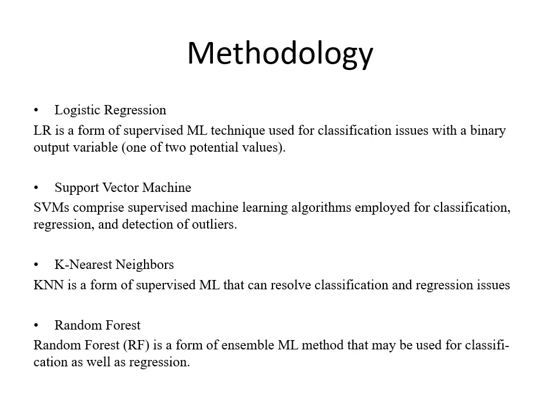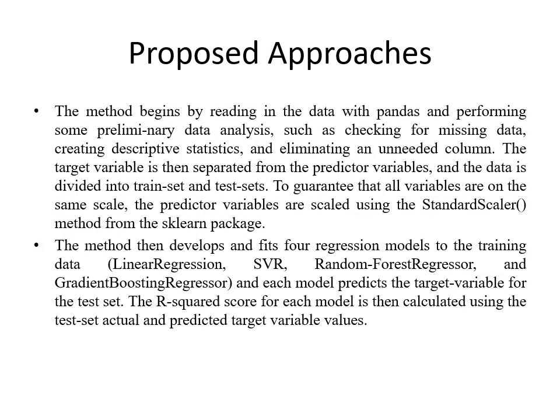Random forest (RF) is a form of ensemble ML method that may be used for classification as well as regression. So these are proposed approaches. The method begins by reading in the data with pandas and performing some preliminary data analysis, such as checking for missing data, creating descriptive statistics, and eliminating an unneeded column.